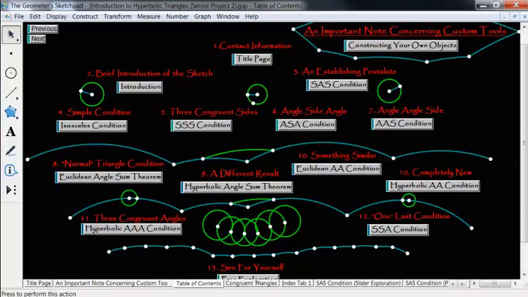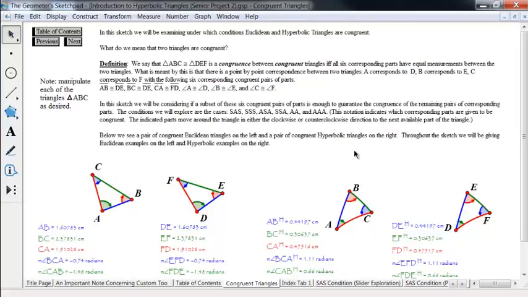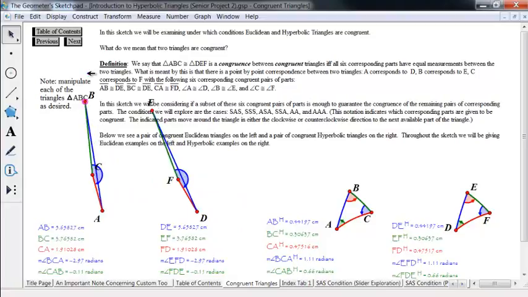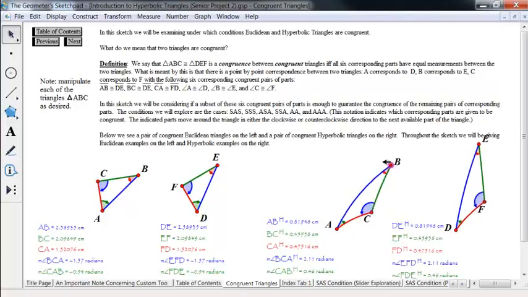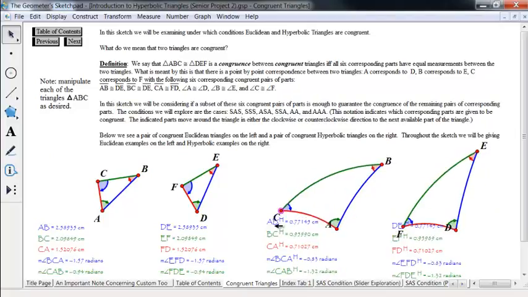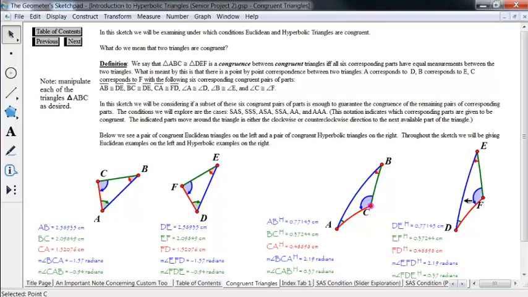Here's his table of contents. Let's start with congruent triangles. We've already talked about this, so I'm not going to do much work with it except to show you that he has an example of a pair of congruent triangles here on the left that are Euclidean triangles, and a corresponding setup here on the right where they're a pair of hyperbolic triangles, and he has all of the lengths and angles measured here, so that these are always set up to be congruent.